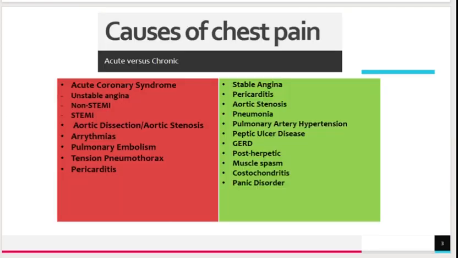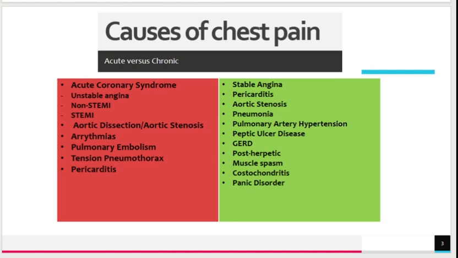We will talk about causes of chest pain. They can be categorized as acute and chronic. The acute causes comprise of cardiac versus non-cardiac. Among the cardiac causes, we have acute coronary syndrome that covers unstable angina, ST elevation MI, and non-ST elevation MI. Other acute causes can be cardiac arrhythmias, aortic dissection, or pericarditis.